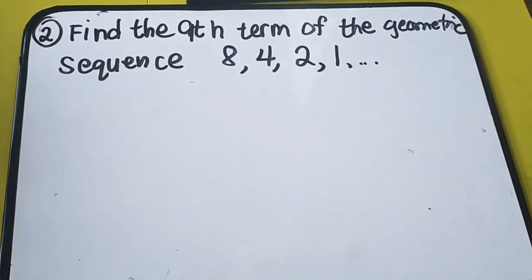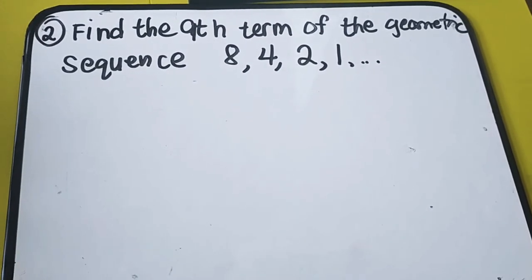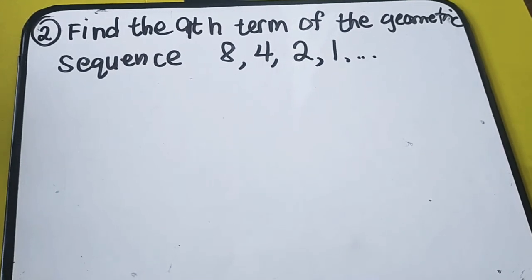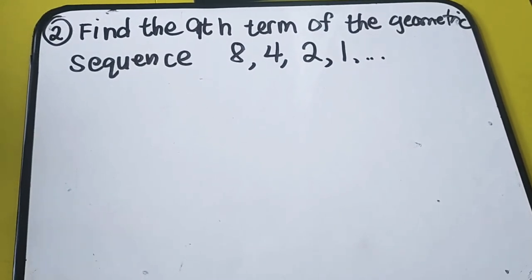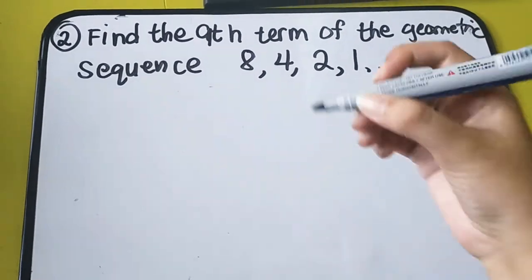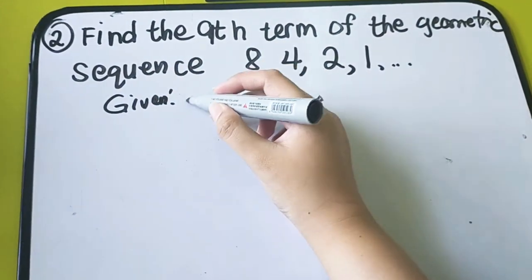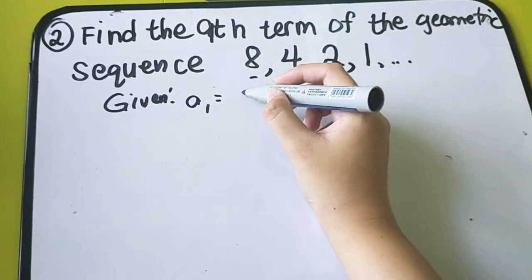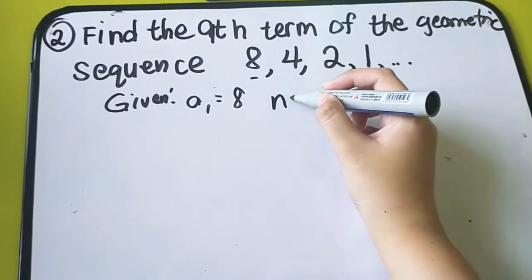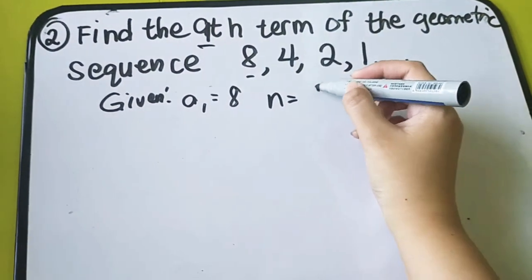Example number 2. Find the 9th term of the geometric sequence. We have 8, 4, 2, and 1. So, we are going to find the 9th term. Let us have the given first. What's our first term? 8. The number of terms involved is 9.